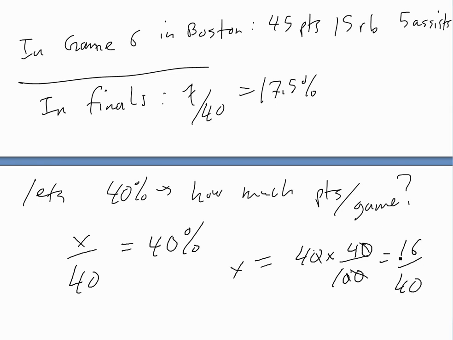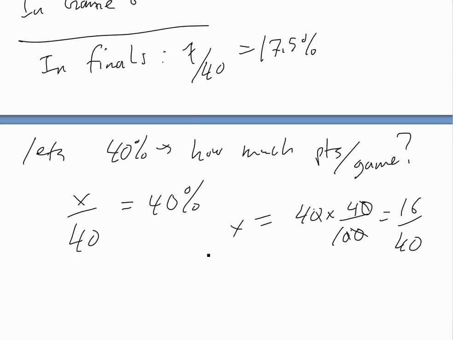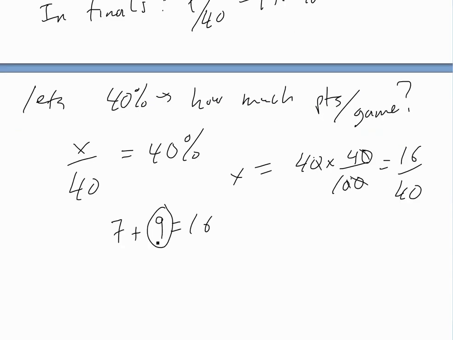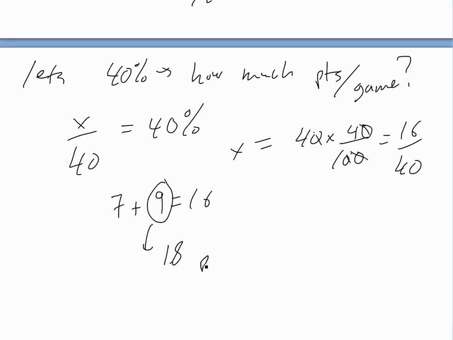And 16 over 40, well, that's 7 plus what is this one? 7 plus 9 is equal to 16. So he had 9 more jump shots. Let's say they were at least 2 points, so basically 18 points extra, and divide these out by 5. So you get 3.6 points extra per game.